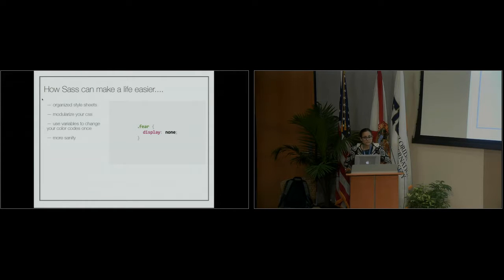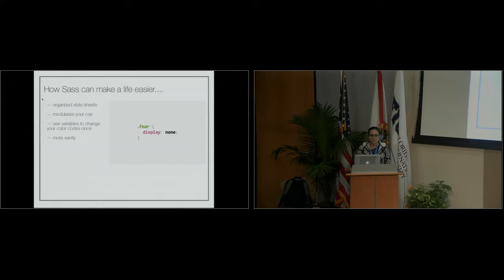How Sass can make your life easier is it can make it more organized, and it can actually modularize your CSS. Like I was saying, you can use things like variables where you just say, okay, this is my primary color, it's a variable, and then at the very top you reference what that is instead of constantly having to change all of the instances of it. So that's really great with variables off the bat.